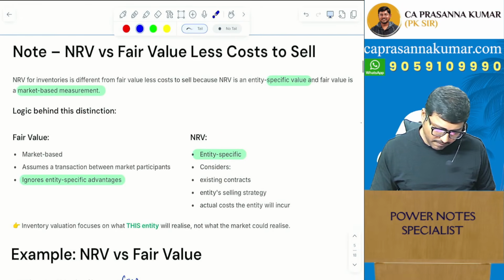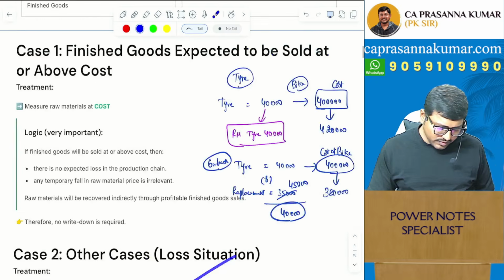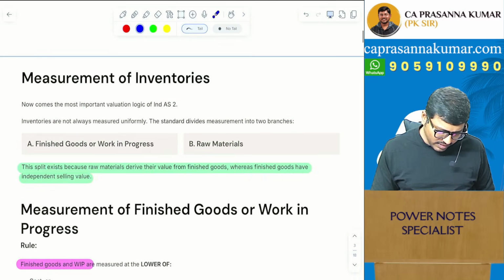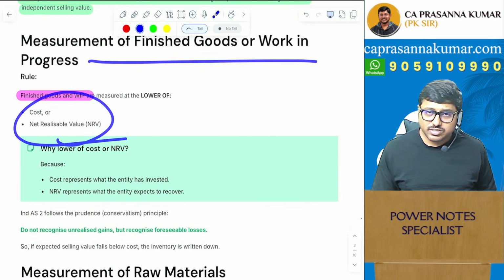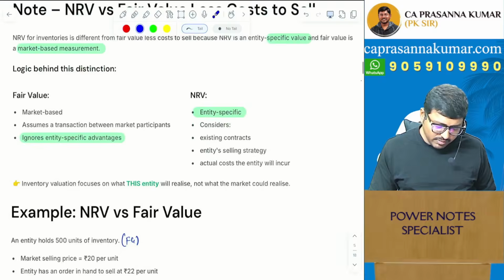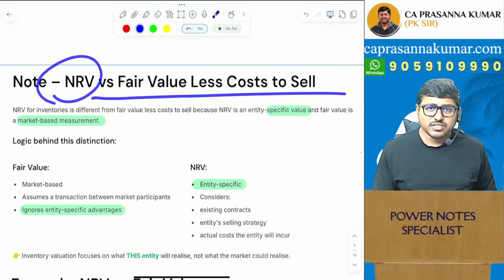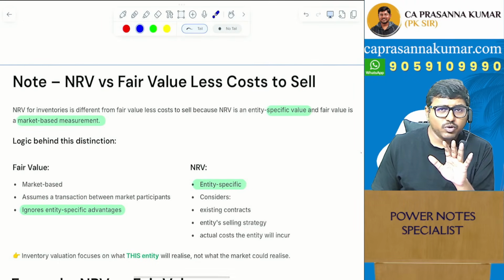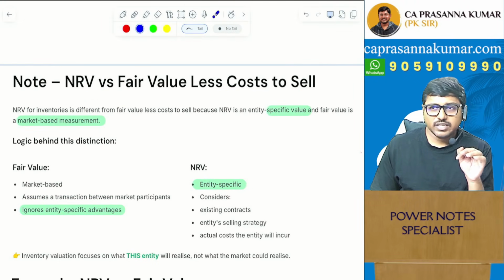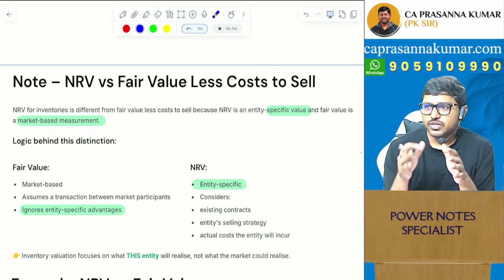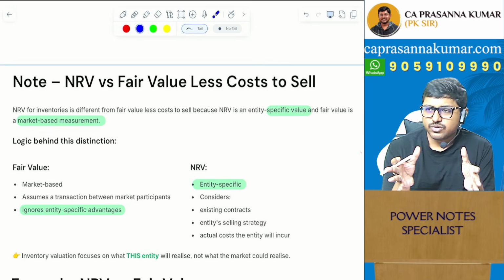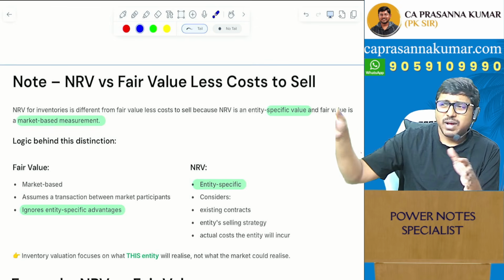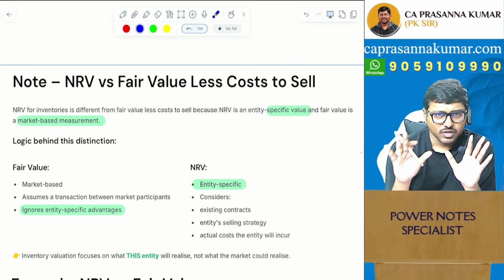Chalo, next. Another thing is when it comes to finished goods and inventory, I told you that measurement of finished goods will be cost or NRV, whichever is less, correct? But here many people confuse NRV with FELCTS, fair value less cost to sell. Now both are different. For example, fair value less cost to sell means you can just go to the market, you can present your so-called finished goods, and you can see at what price can you sell minus whatever the cost that you incurred to sell it. Got it?